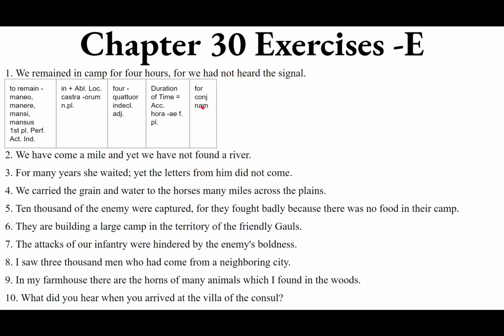Nam introduces a causal clause. Why something happened. Why did we remain in camp for 4 hours? For we had not heard the signal, because we had not heard the signal. So not, non, it's an adverb, so it will negate the verb.